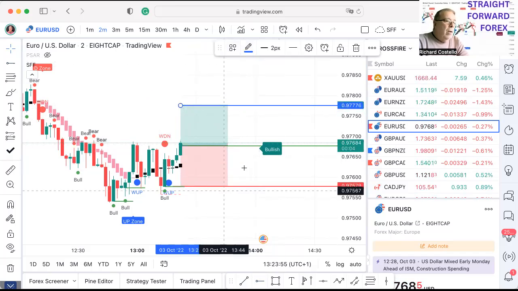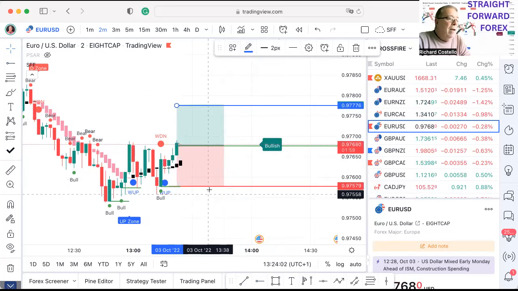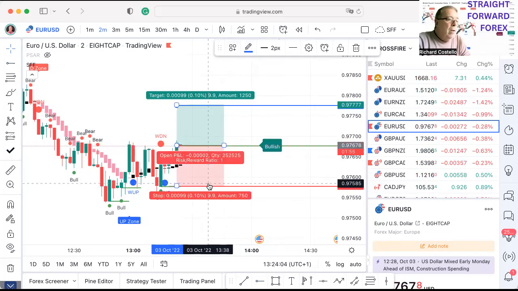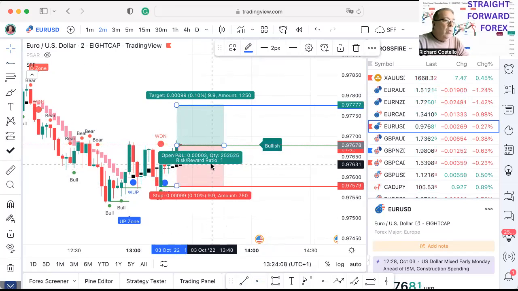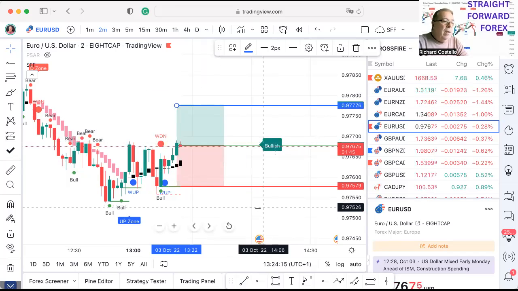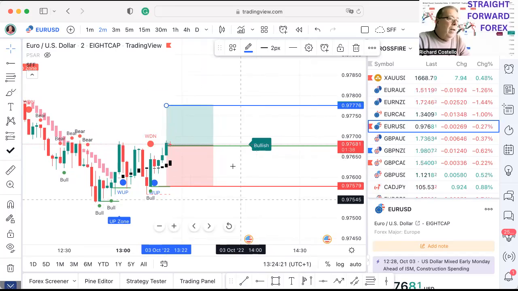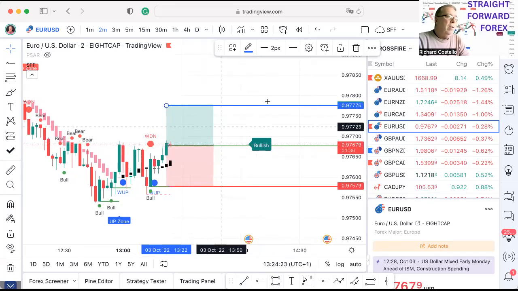Now, this indicator here has automatically worked out for me the fact that my stop loss is 9.9 pips. You can see that on the bottom line. The risk to reward ratio is 1-to-1, and my take profit is at 9.9 pips. Now, assuming that we'd set our risk at 1%, then our reward would also be 1%.